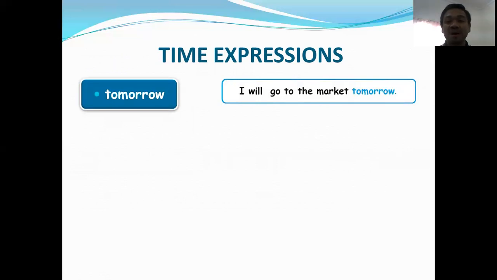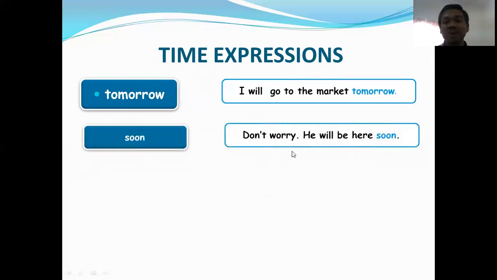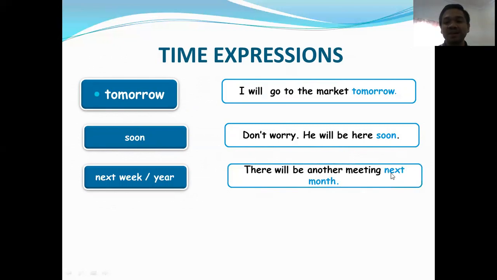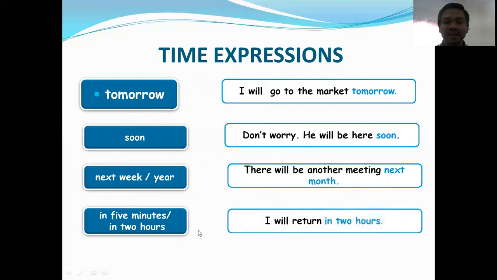Now, what are the time expressions to be used in future simple actions? Tomorrow. So, I will go to the market tomorrow. Tomorrow here is the time expression. Soon. Don't worry, he will be here soon. Next year or next week: there will be another meeting next month or next year. In 5 minutes or in 2 hours. I'll return in 2 hours.